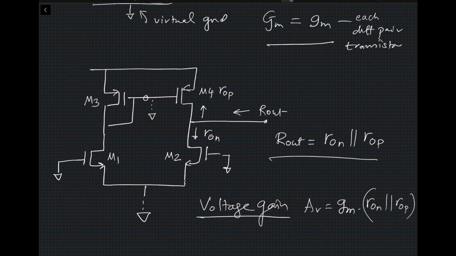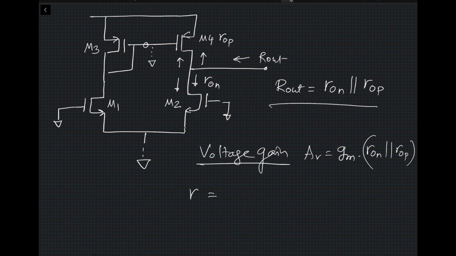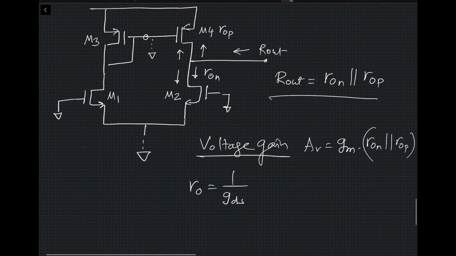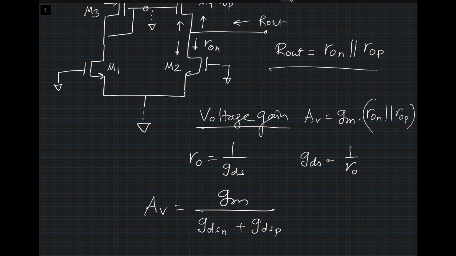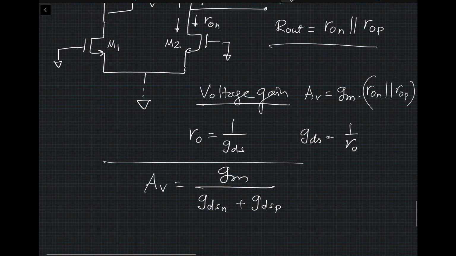If you remember earlier, I had taught you that sometimes you can use R out, sometimes you can use GDS. It's just according to your convenience. Whenever things are in parallel, I tend to use the conductances, and whenever things are in series, I tend to use the resistances. So in this case, I have two resistances in parallel. So then you can also write this as, if you allow me, RO is equal to 1 divided by GDS, let's say. Then you can say that the gain AV is equal to GM divided by GDS of NMOS plus GDS of PMOS. You can pretty much tell now what I need to do to increase the gain, right?